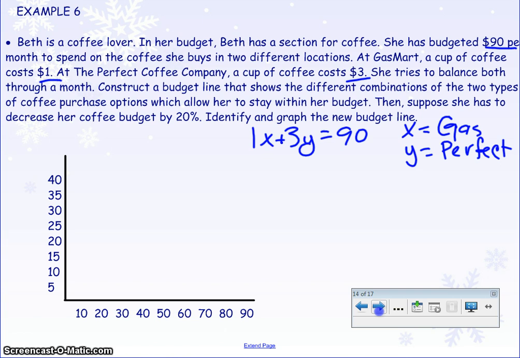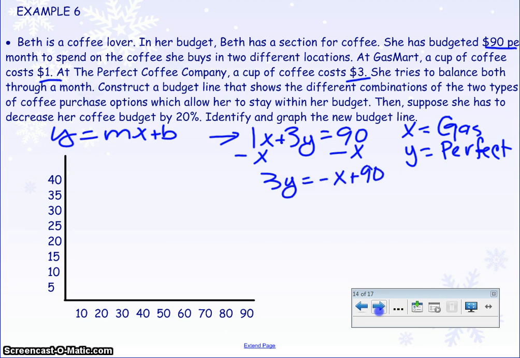Now, whenever we're talking about graphing it, we need to get it into our slope-intercept form, which is y equals mx plus b, before I can do anything. So what I need to do now is get this equation into slope-intercept form so that I can graph it. The first thing I need to do is subtract x from both sides, and I end up with 3y equals negative x plus 90. Next, I need to get y by itself, so I'm going to divide both sides by 3, and I get y equals negative 1/3 x plus 30.